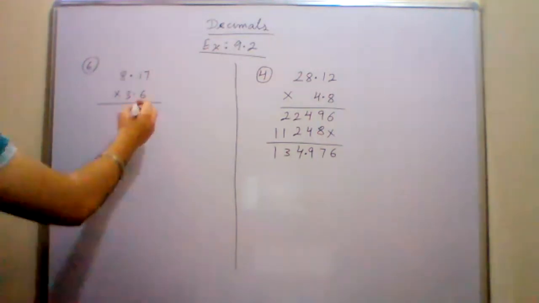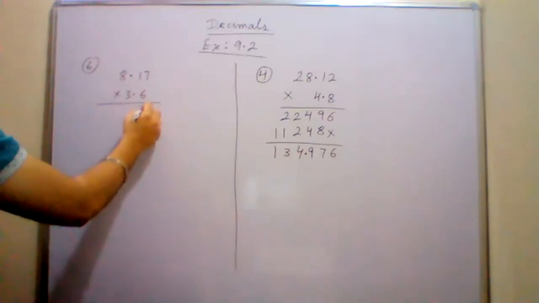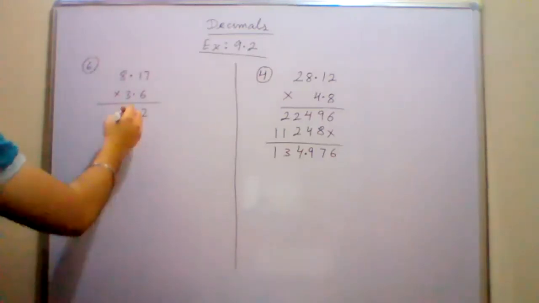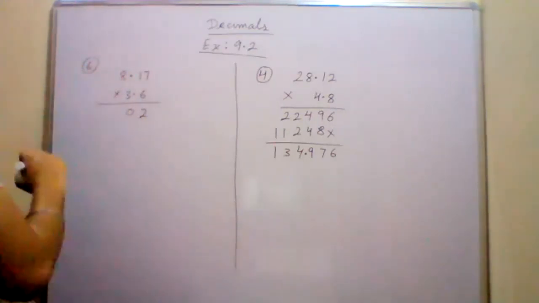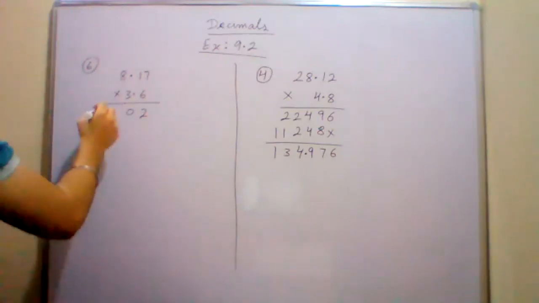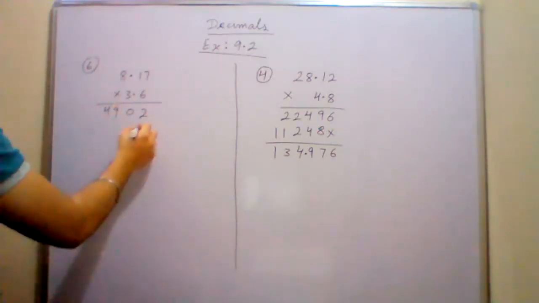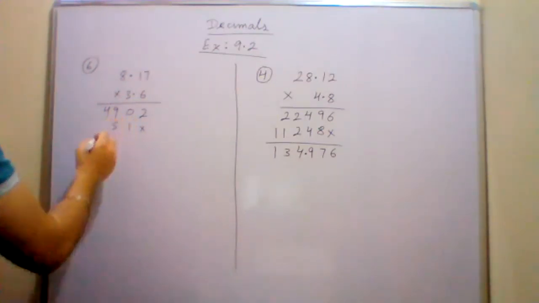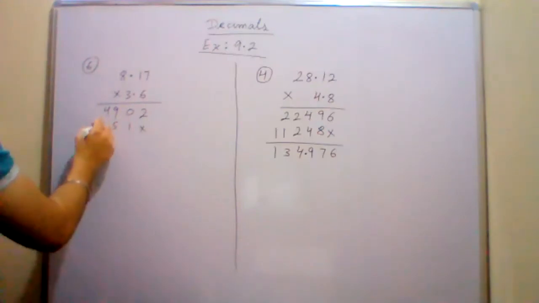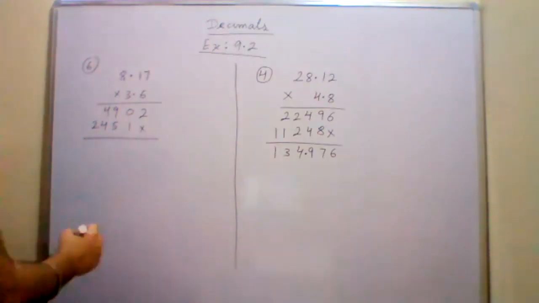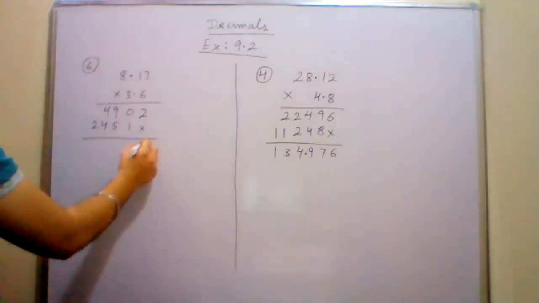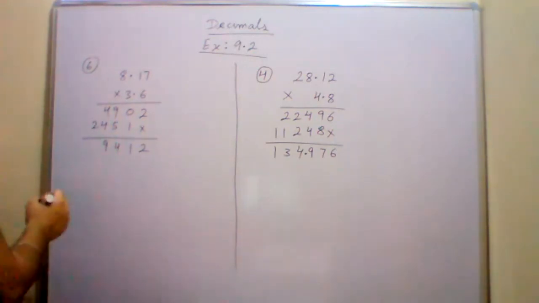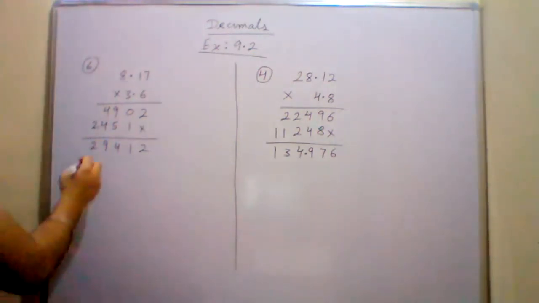Yes, sir. 6 into 7, 42. 4 carried. 6 into 1, 6. 6 plus 4 is 10. 0. 1 carried. 6 into 8 is 48 plus 1 is 49. 3 into 7, 21. 2 carried. 5. 3 into 8 is 24. So this is the product. 2 plus 0, 2. 1, 14, 14, 9, and 2. So this is your product.